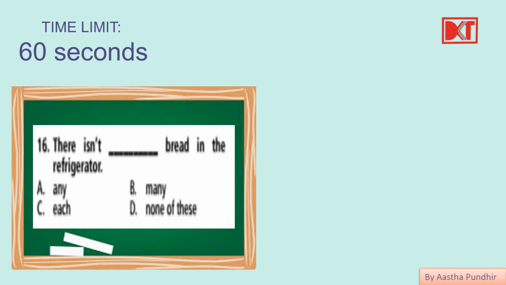All right, next. There isn't dash bread in the refrigerator. There isn't any bread, there isn't many bread, there isn't each bread, or none of these. Pretty easy. I think the correct answer is A. There isn't any bread in the refrigerator. Again, this is a determiner, saying that there is no quantity of bread. So any here acts like a quantifier.